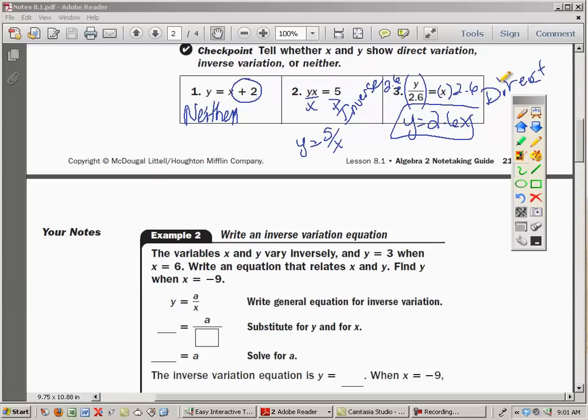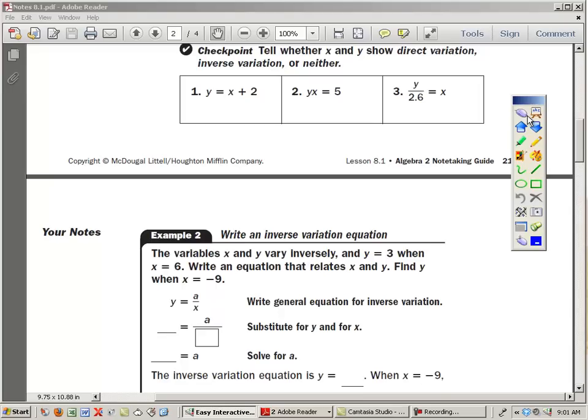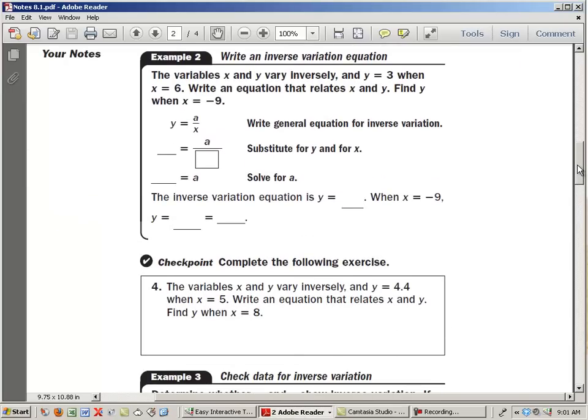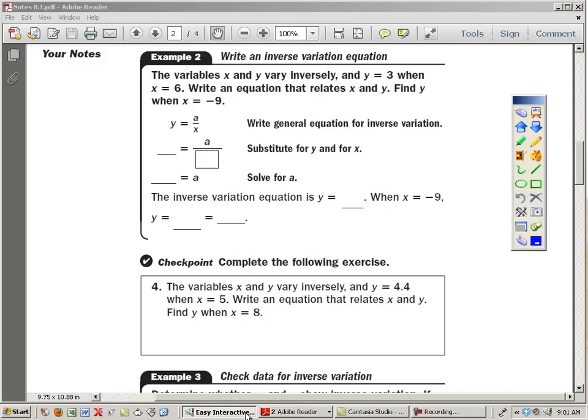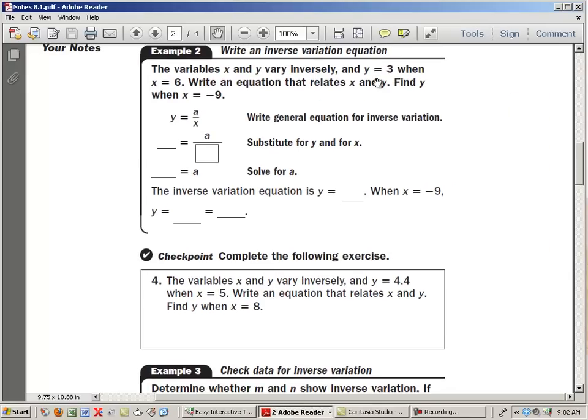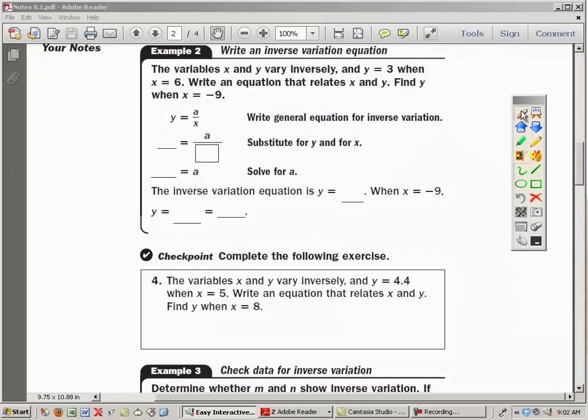All right, so let's try to write one of these inverse variation equations. It tells me that the two variables x and y vary inversely. When y equals 3, x equals 6, write an equation that relates x and y, and then find y when x equals -9. This last statement we'll deal with in just a few minutes, as it is coming up for the latter part of this problem. So we're going to leave that on the side burner for right now. Let's deal with the other piece.